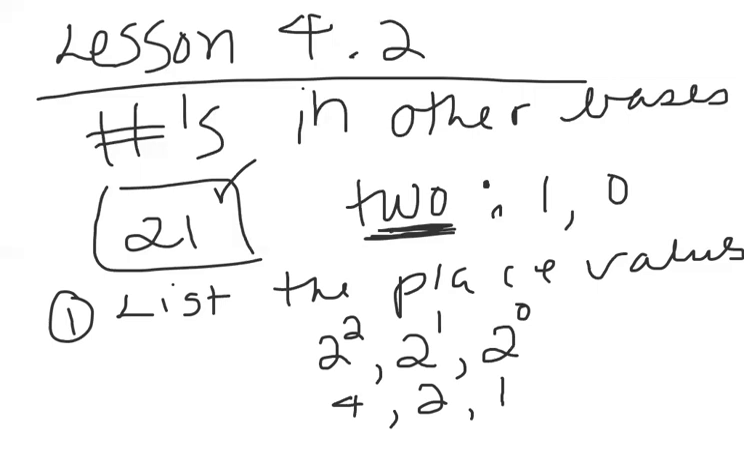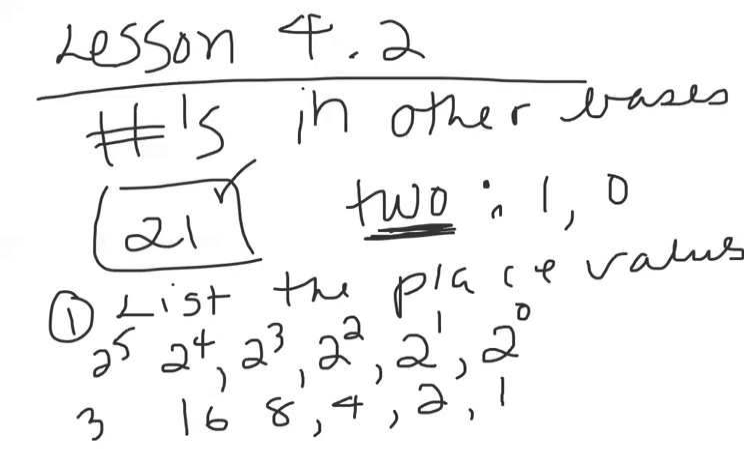So I'm writing out the place values. 2 to the second is 4. 2 to the third, that's 8. 2 to the fourth, that's 16. I'm going to have to stop here. Why? Because 2 to the fifth, that's going to give me 32, and that's too large. So guys, listen to this.